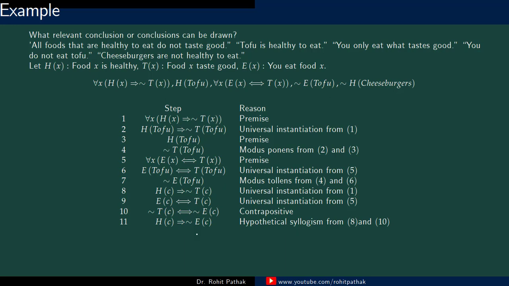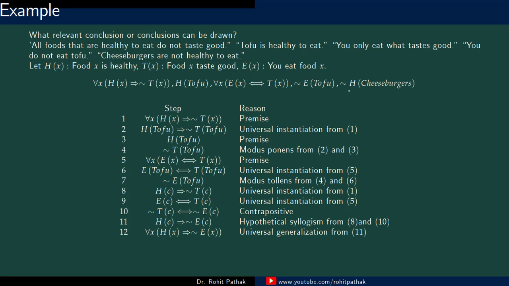So here you can see this holds for any food. Since c is arbitrary, because we have taken c as an arbitrary element, Hc implies negation Ec means for all x, Hx implies negation Ex. So this is universal generalization. So this is the conclusion. This is the proper conclusion.